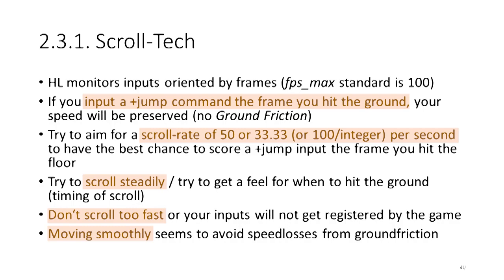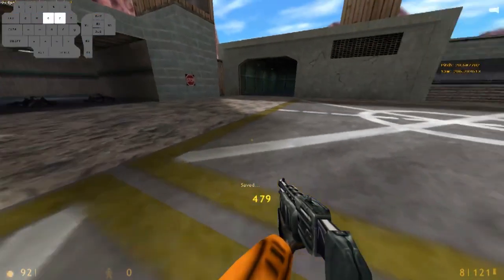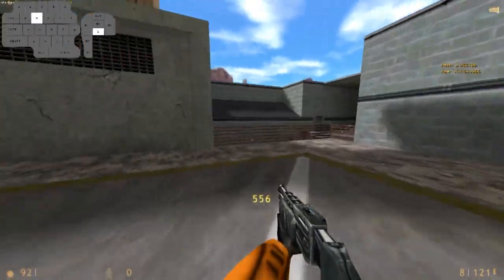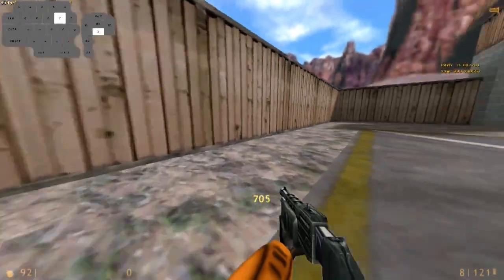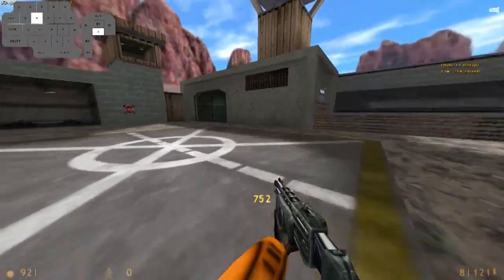Scroll rates such as 50 or 33, as a function of the FPS max value 100 divided by integer values, are best to score a plus jump input when hitting the ground. At a certain max rate, however, the game will not be able to register your scroll inputs anymore, resulting in speed loss. Steady scrolling and smooth movement seem to work out best to make the game register your inputs cleanly.